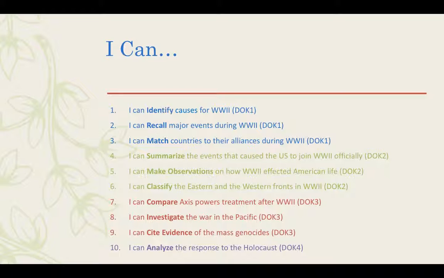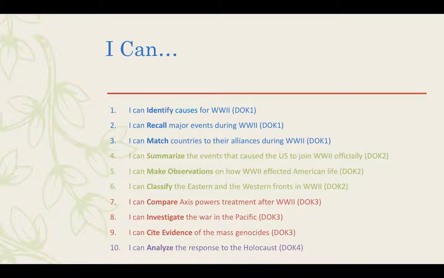Here are my I Can statements with the DOKs identified with them. Number 1, I can identify causes for World War II. I can identify major events during World War II. I can match countries, their alliances during World War II. I can summarize the events that caused the U.S. to join World War II officially.